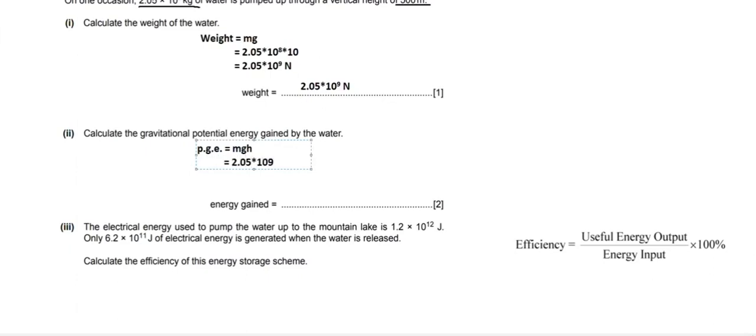The mg value we already know, and the remaining value is the height, that is 500 meters. If you calculate 2.05 into 10 to 9 multiplied by 500, you will get a value of around 1.03 into 10 to 12. The unit is joule. Everybody knows that the energy unit is joule.